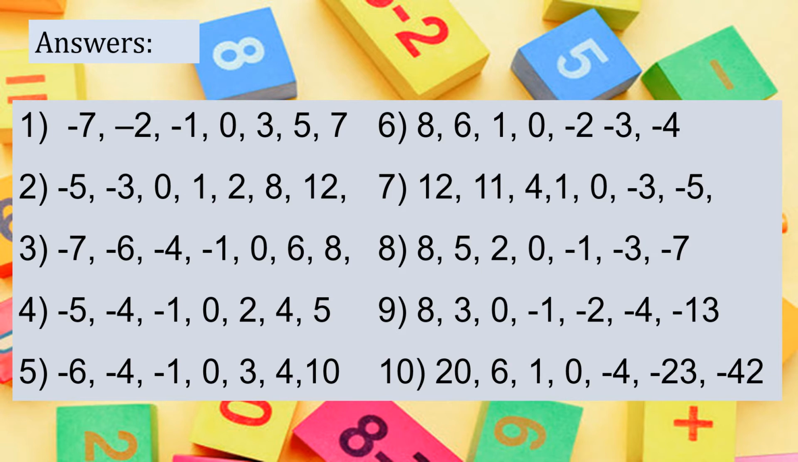Next, number 6, greatest to least. 8, 6, 1, 0, negative 2, negative 3, negative 4. Number 7, 12, 11, 4, 1, 0, negative 3, negative 5. Number 8, 8, 5, 2, 0, negative 1, negative 3, negative 7. Number 9, 8, 3, 0, negative 1, negative 2, negative 4, negative 13. Number 10, 20, 6, 1, 0, negative 4, negative 23, negative 42.